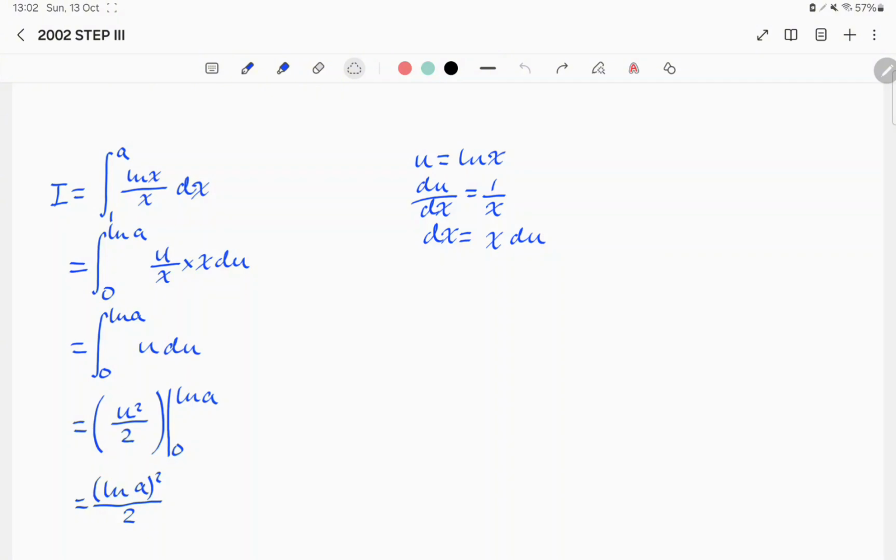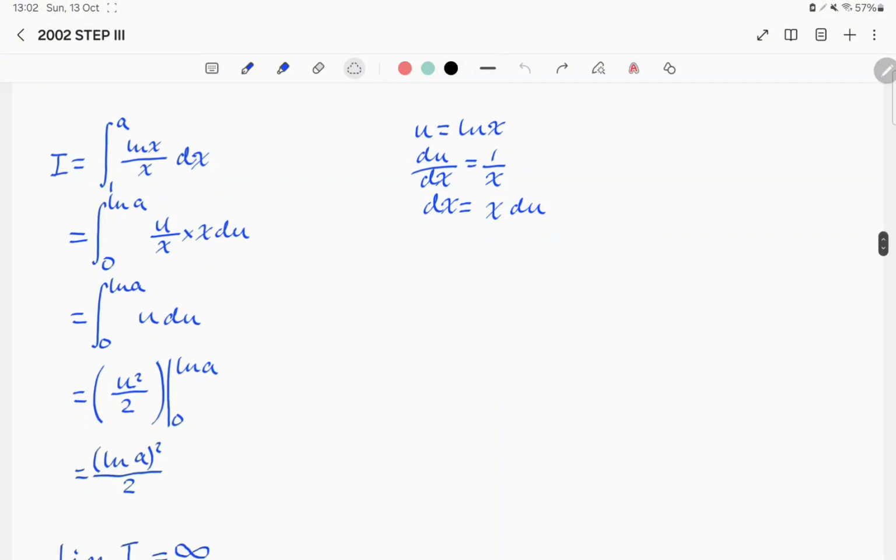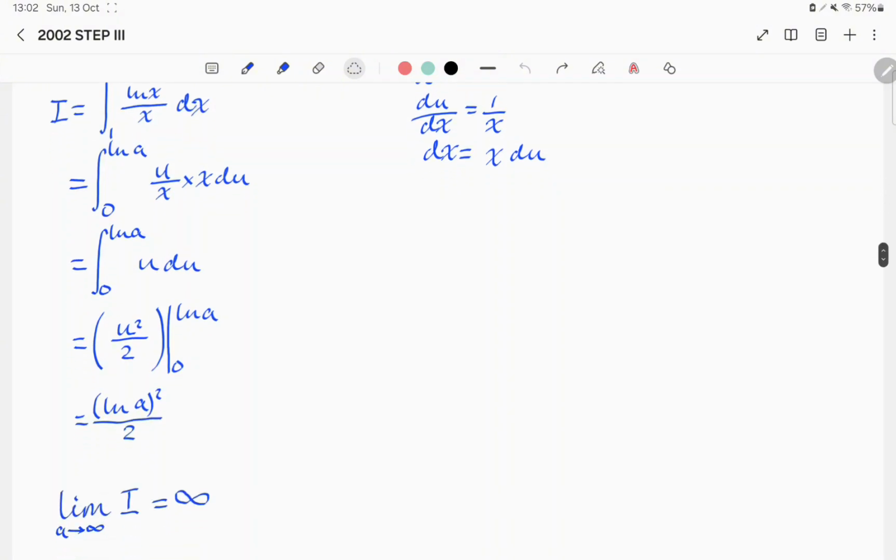Now we just need to take a towards infinity. The limit of I as a tends towards infinity is infinity, since ln of a, when a tends towards infinity, is infinity, and infinity squared over 2 is still infinity.